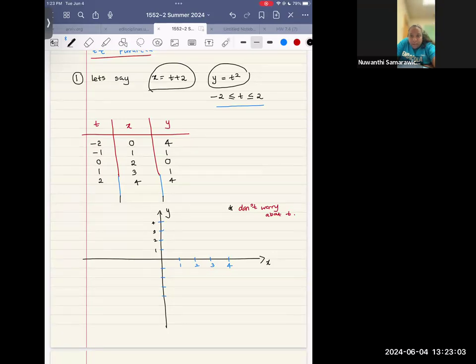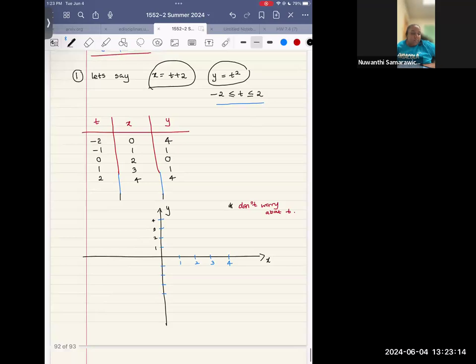Yeah, it's a parabola. It should be a parabola. Yes, good, very good. So you are participating in the class by doing well.